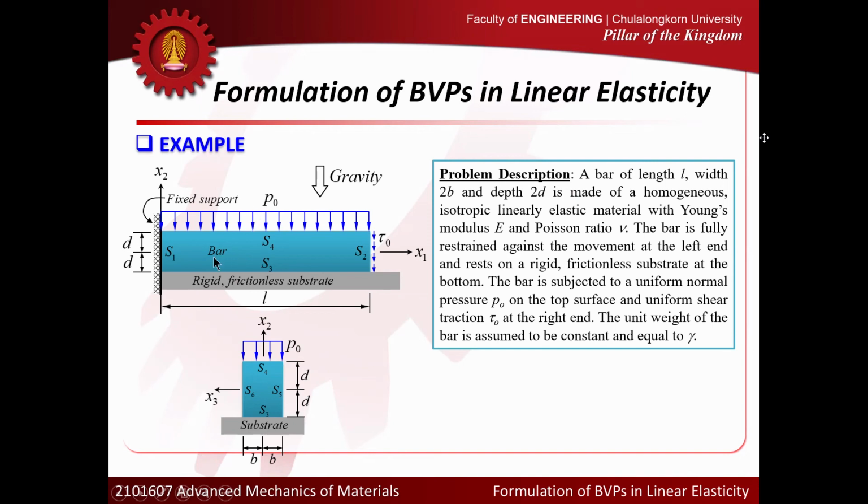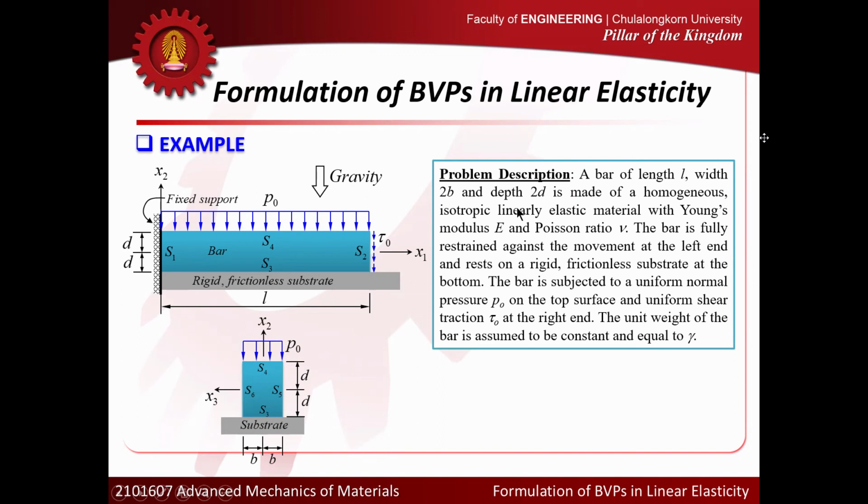On the two side faces, I use the symbols S5 and S6 to represent the side faces of the body. So on both of them, we know the traction and they are equal to 0. Or I can say that we have zero traction prescribed at every point on the side faces. So this is the problem that we are interested in.